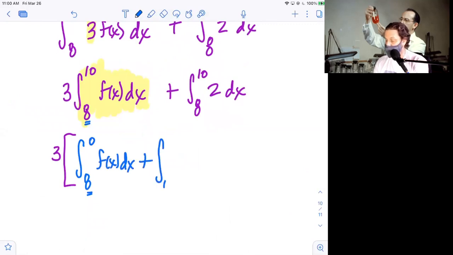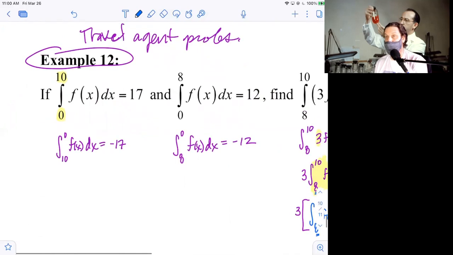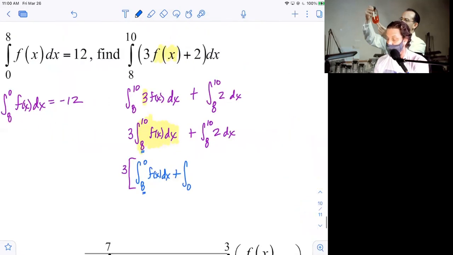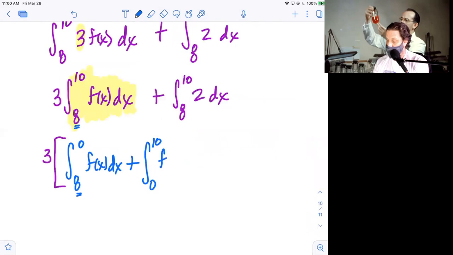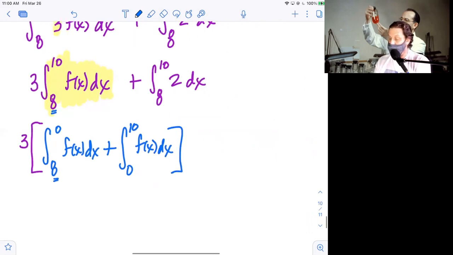Plus, now I'm at 0, okay? I would like to get to 10. Is there a flight that takes me from 0 to 10? Yes. Now, it may be that we don't. We might have to have 2 connecting flights, but in this case, there is one that goes from 0 to 10. So notice that's that additive interval property. I'm not going from 8 directly to 10. I'm going from 8 to 0 plus then 0 to 10. And then over here, we still have the same thing, 8 to 10 of 2 dx.